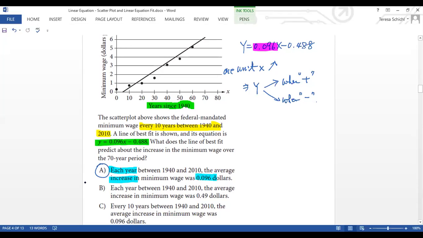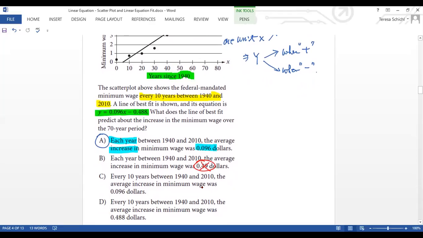So now let's take a look at what's wrong with the other one. They said here, each year between 1940 and 2000, the average increase is 0.49. So this number is not right. The 0.49 is the intercept. As we talked about how to interpret the slope and intercept, this is the initial value. So here is the problem for part B.